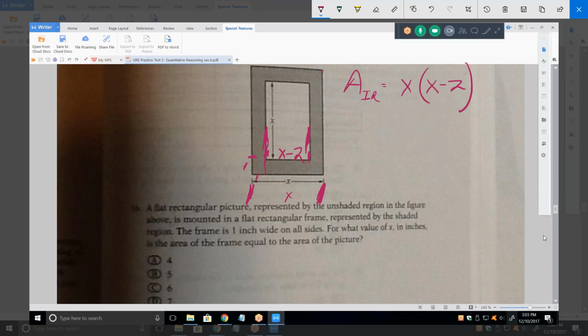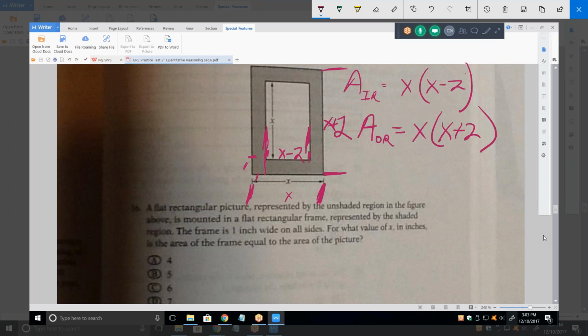From here to here, what is that dimension? That would be X plus 2. So now we have the width and the height of both rectangles. So what's the area of the outside rectangle? So that would be X times X plus 2. Okay, so now we have the two areas.